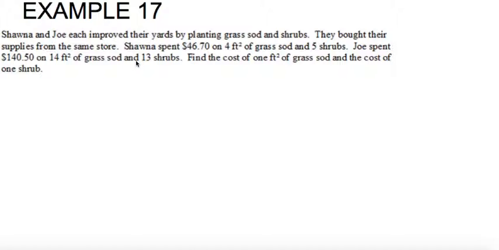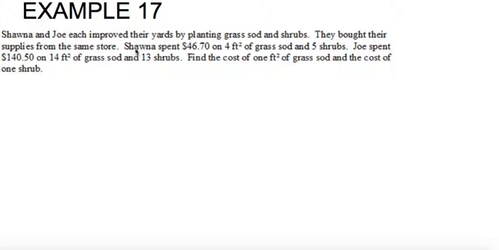Shauna spent $46.70 on 4 square feet of grass sod and 5 shrubs. Joe spent $140.50 on 14 square feet of grass sod and 13 shrubs. Find the cost of 1 square foot of grass sod and the cost of 1 shrub.